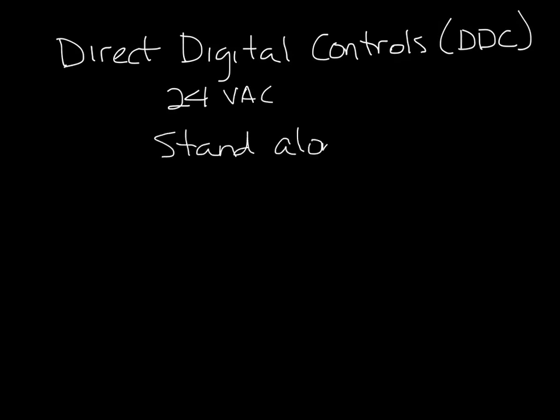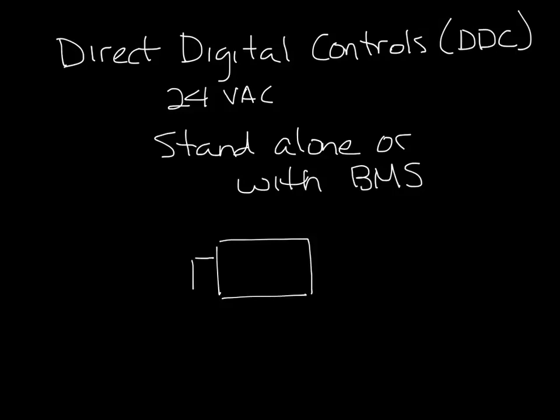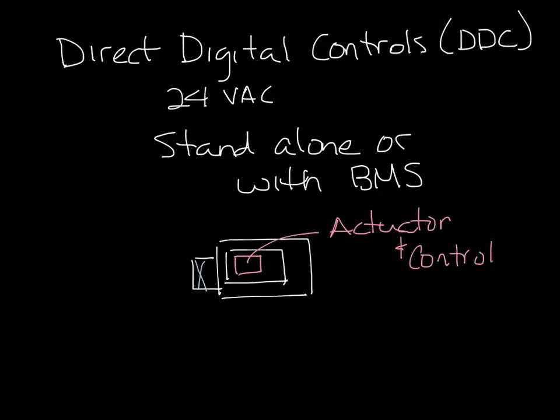And finally, we have direct digital control, also known as DDC controls. They are also 24 VAC controllers. They can operate as standalone, or they can be put on a building management system, a BMS system. So let's draw another single duct box. There's a flow sensor in the inlet, and then you have a controller actuator combo usually. There are some models that are two parts, but frequently they're one combo unit now. And then a thermostat on the wall somewhere.